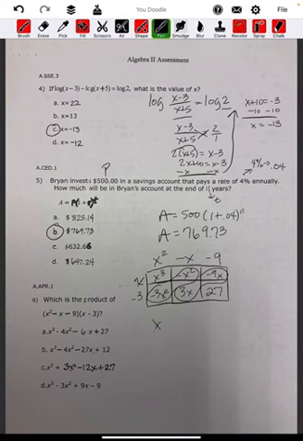So we're going to rewrite as x to the third, and then negative 3x squared and negative 1x squared gives me negative 4x squared. 3x minus 9x is going to be negative 6x, and then we're going to just put 27. So the only one that has all of those terms in that order is going to be letter A.